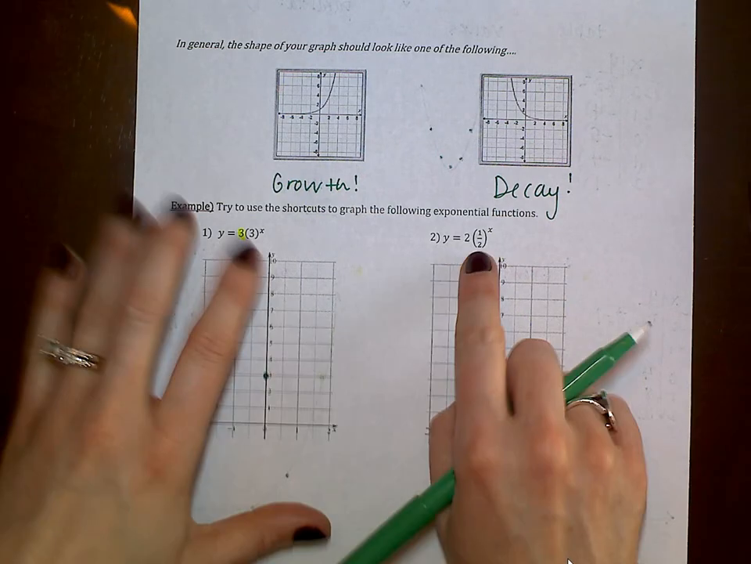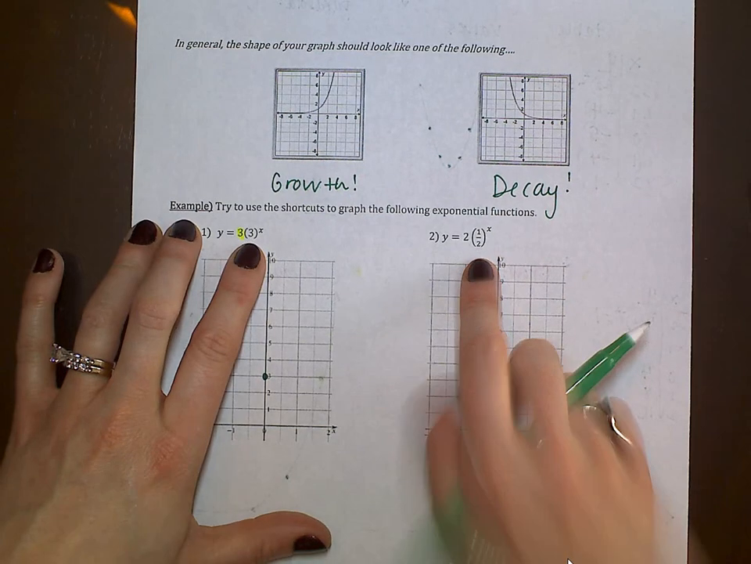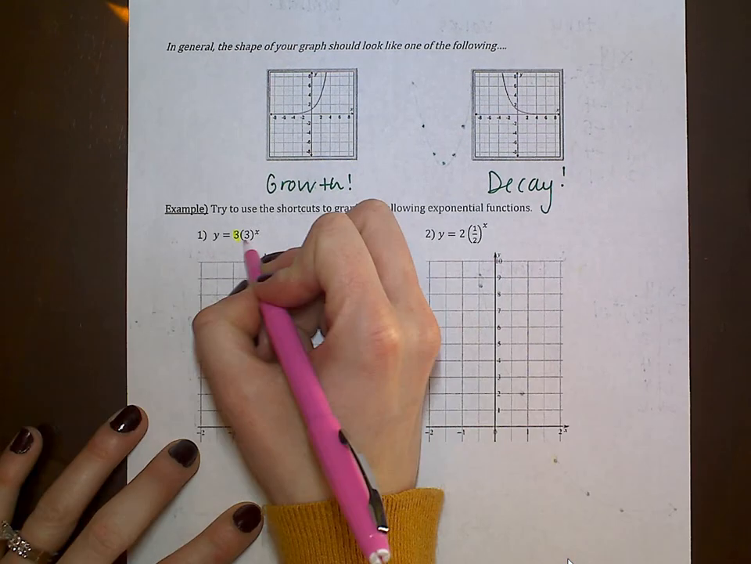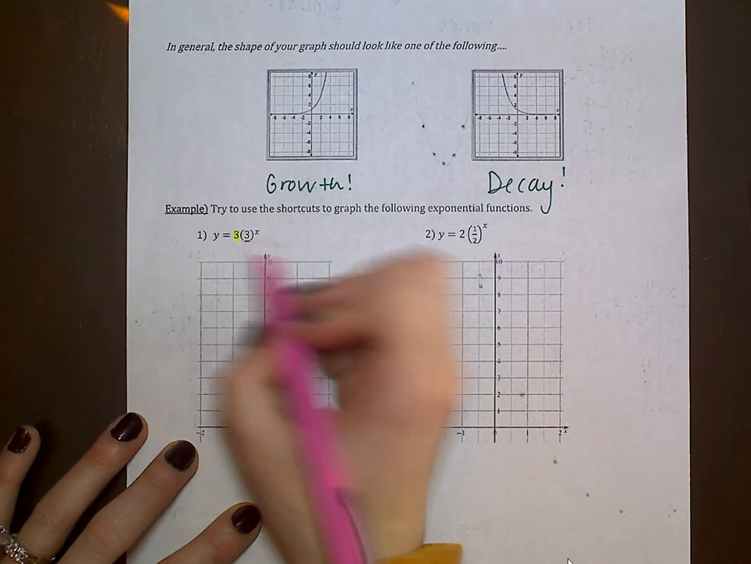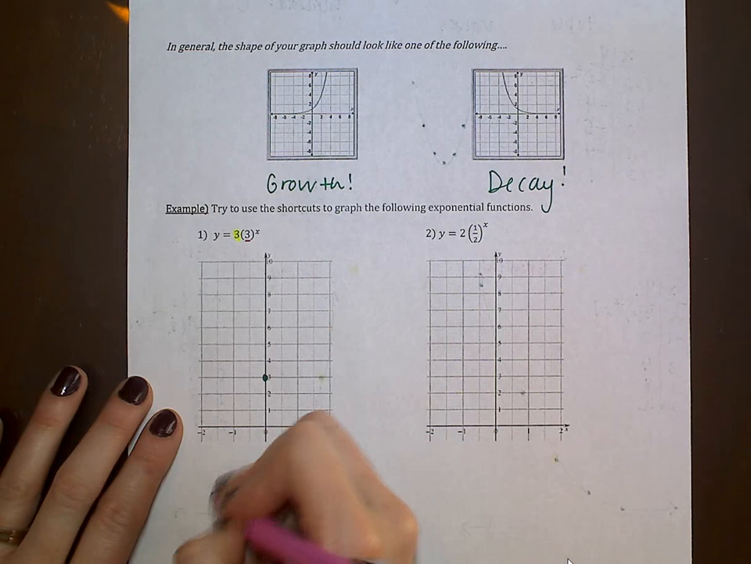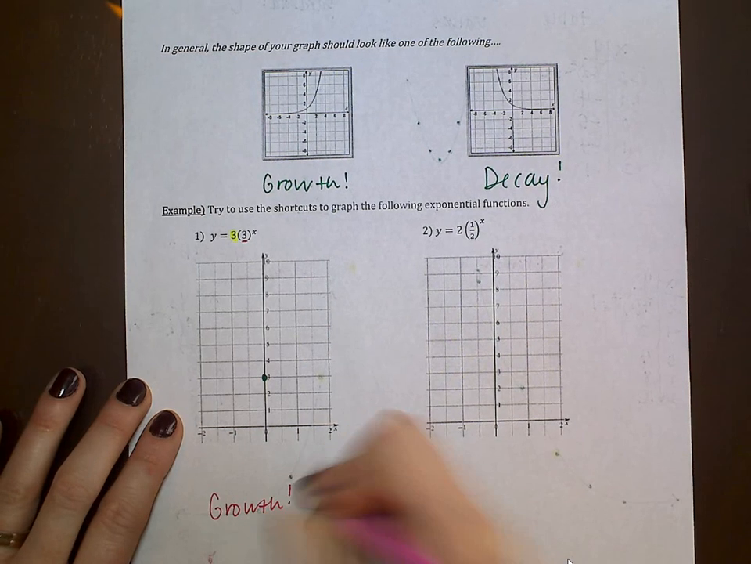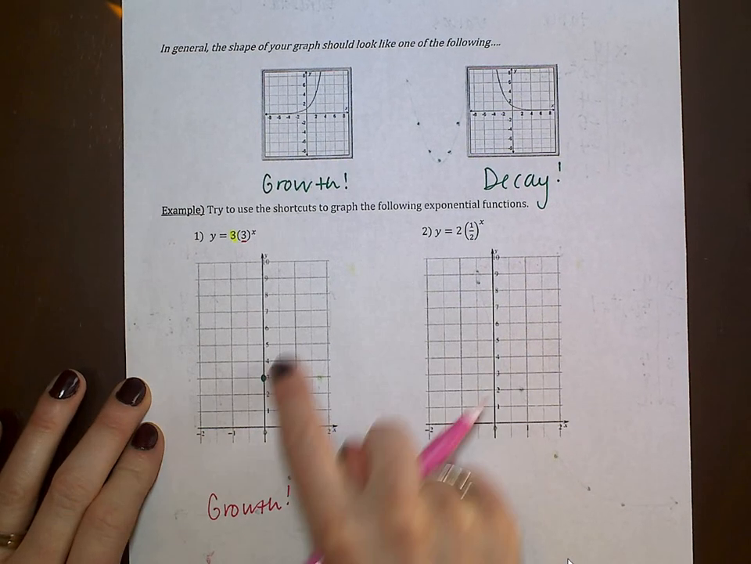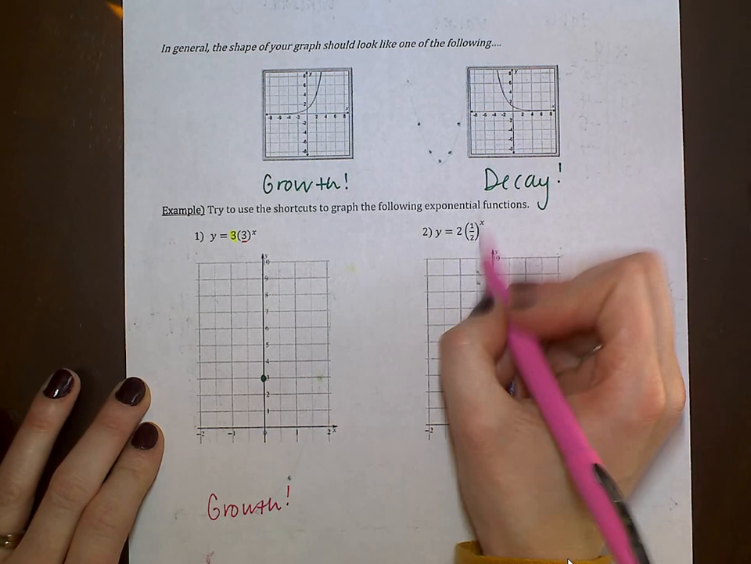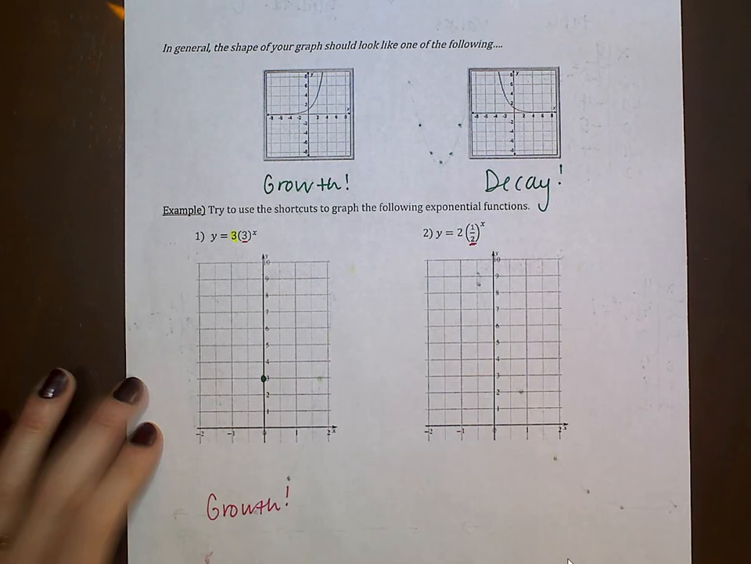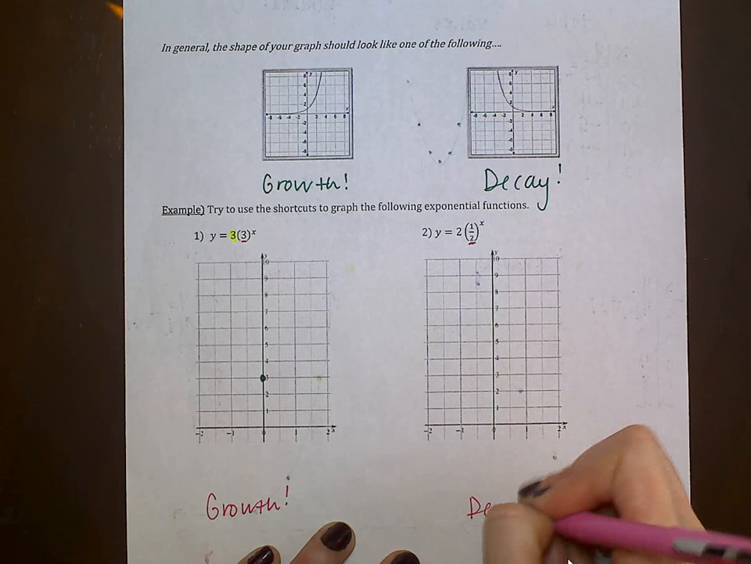So if I think about these two, I see on example 1 that the B value is bigger than 1. So I know that this has to be growth. So it should look like this picture. It should go like this. And then this one, the B value is smaller than 1, so this one has to be decay. So it should look like this picture.